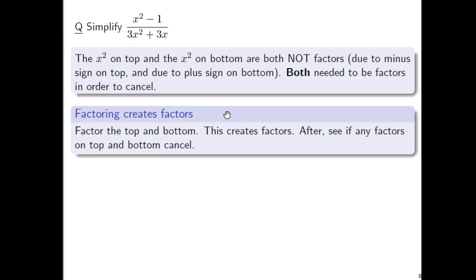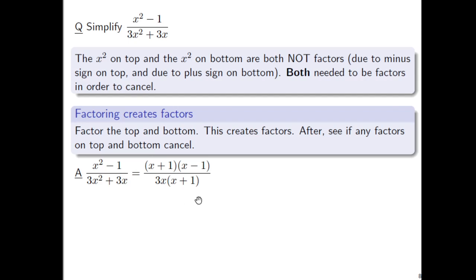We should factor the top and we should factor the bottom. This will create factors. Once we've factored, let's see if any factors on top and bottom will cancel. So first, for the answer, just because there's all these other blocks in the way, I recopied the expression in the problem. Let's factor the top. That's a difference of squares, so (x + 1)(x − 1). In the denominator, we have to undo the distributive law, so factor out a 3x, and you'll have 3x times the quantity x + 1.